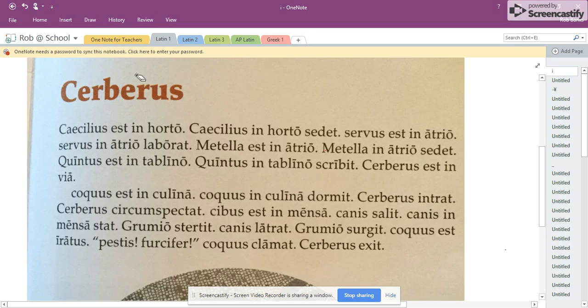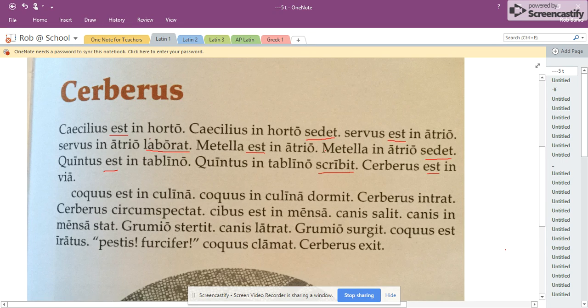Right, so translating this, first thing we might do is identify the verbs. See that first sentence, est is a verb, right? We saw that as is. Second sentence, sedet, that's a verb, right? Sits. Then we have est again, right? Is. Laborat, works. Right? Notice all these verbs are ending in T. Is. Sedet. Is again. Scribit, right? Writes. Is again, right?